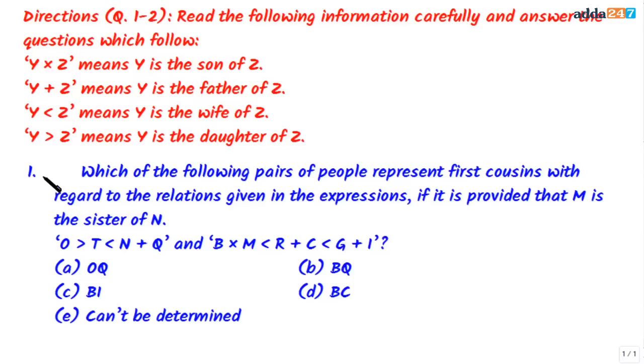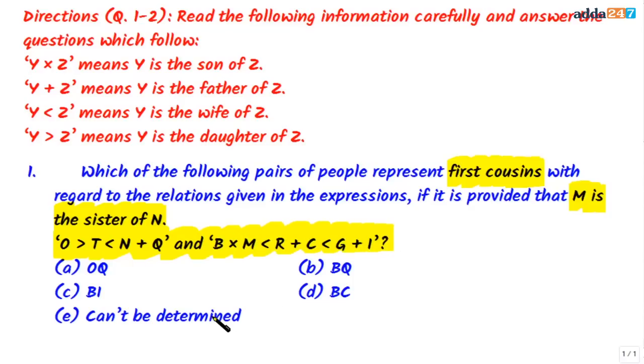Let's take question number 1 first. Question number 1 is, which of the following pairs of people represent first cousins with regard to relations given in the expressions, if it is provided that M is the sister of N, and also we are given this information.